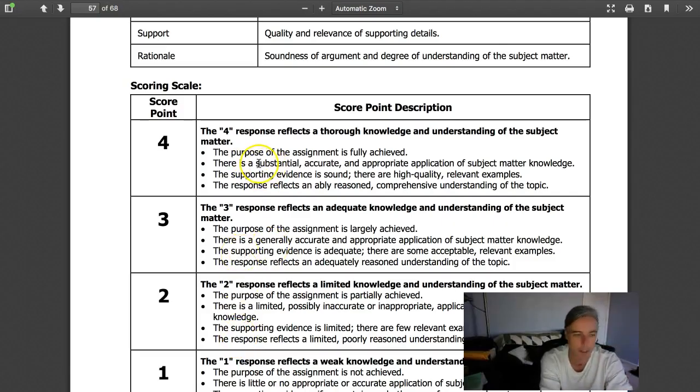So if you look here, you're looking at high quality relevant examples. And at a 3, some acceptable relevant examples. So you have a lowering in frequency or the quality of the examples, because they went from high quality to acceptable and some. So that's the difference between, do you want to put in 2 examples or 1 example? Literally, that's how these people are trained.